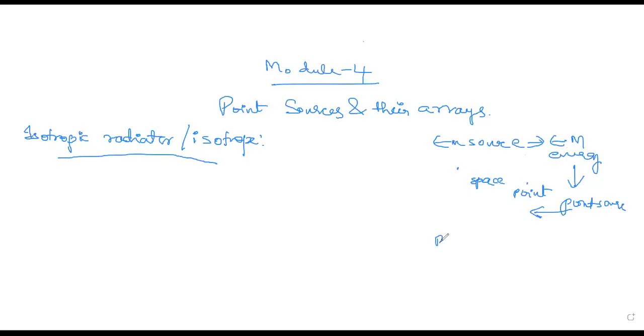Similarly, corresponding to the point source, you have a broad source. Now, what is a broad source? A broad source is nothing but a source which has a greater dimension than a point source. A broad source will become a point source when the distance of observation is large.